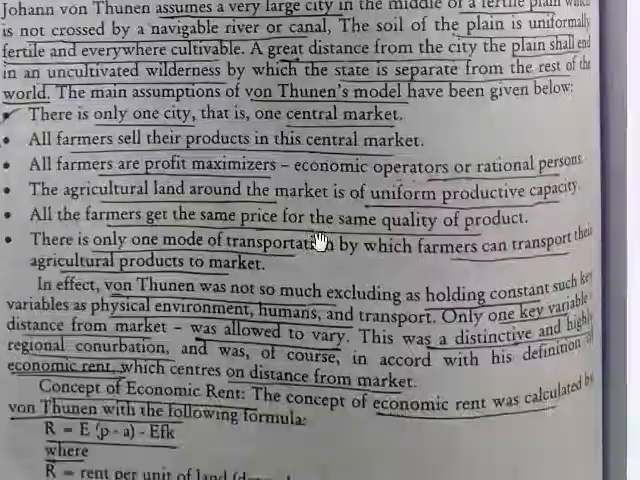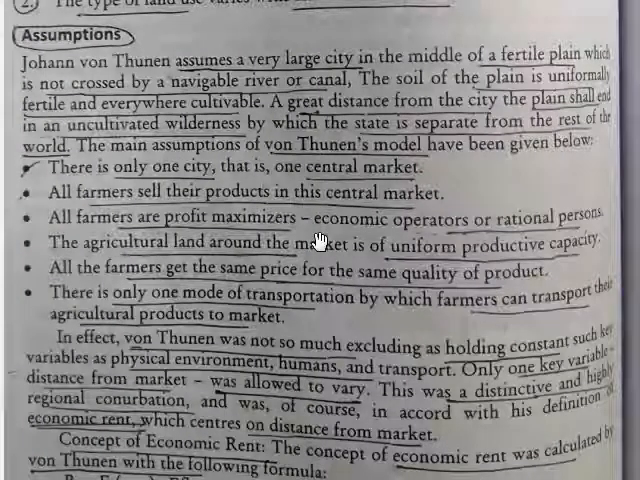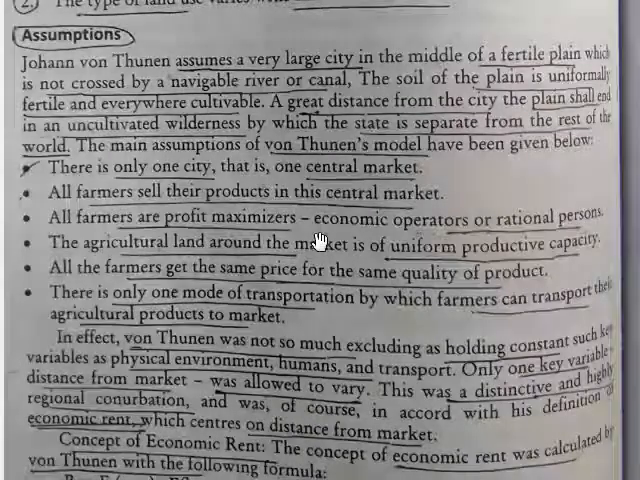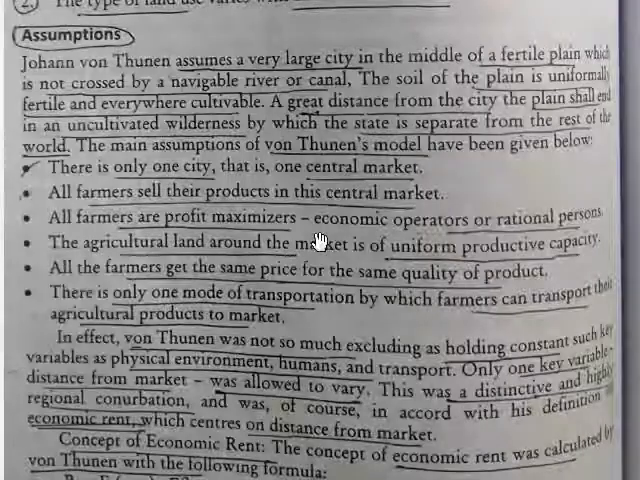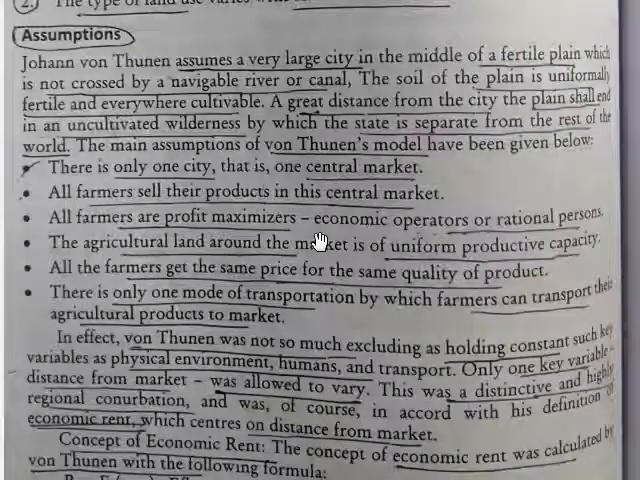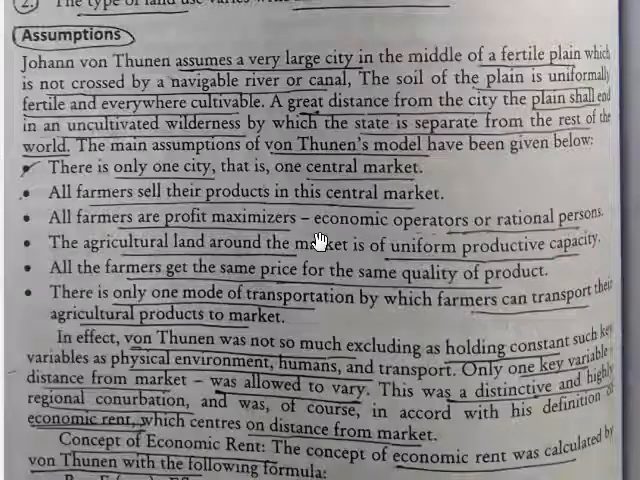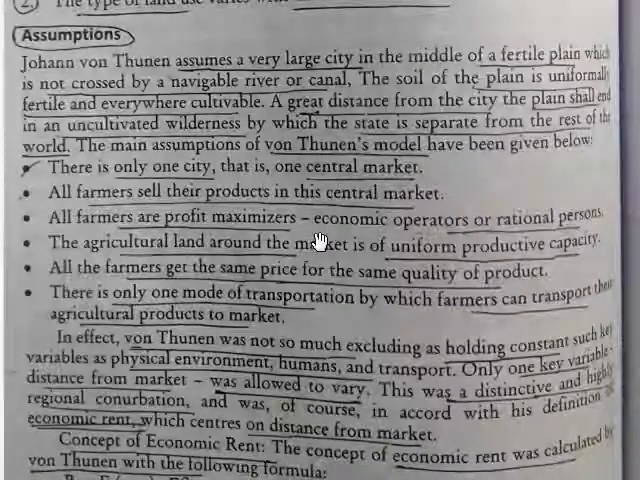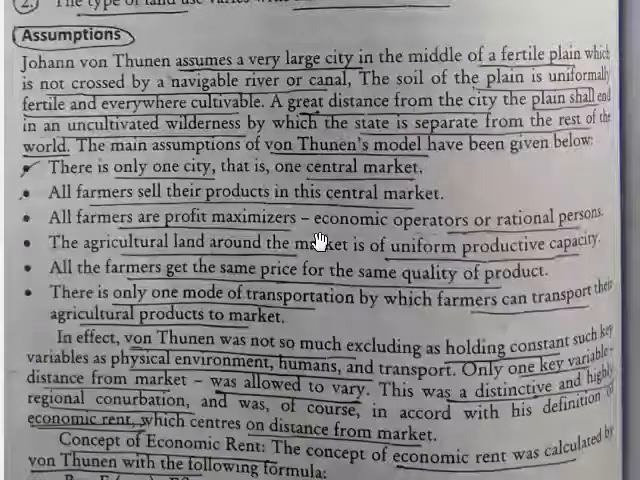Assumptions: Johann von Thünen assumes a very large city in the middle of a fertile plain, which is not crossed by a navigable river or canal. The soil of the plain is uniformly fertile and everywhere cultivable, which is very good for cultivation. At a great distance from the city, the plain ends in an uncultivated wilderness, by which the state is separated from the rest of the world.